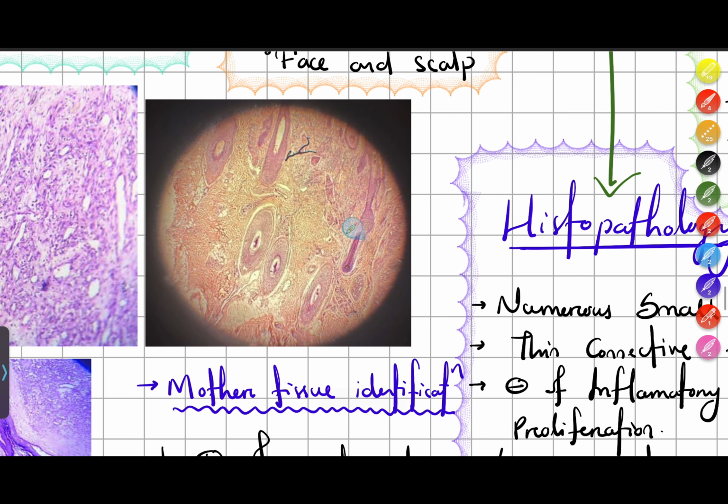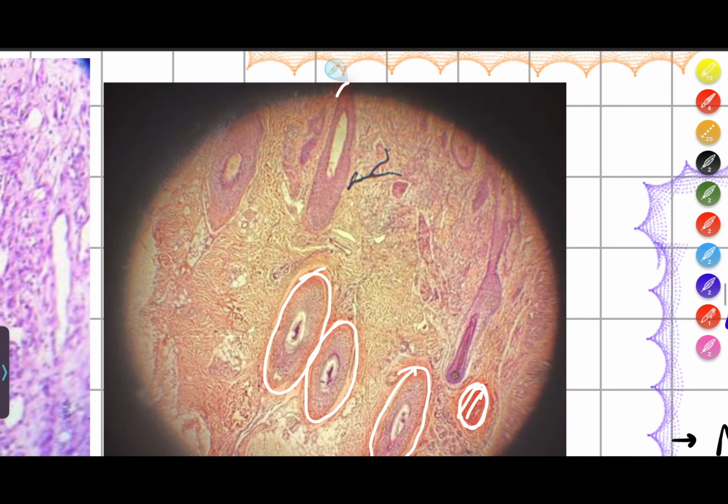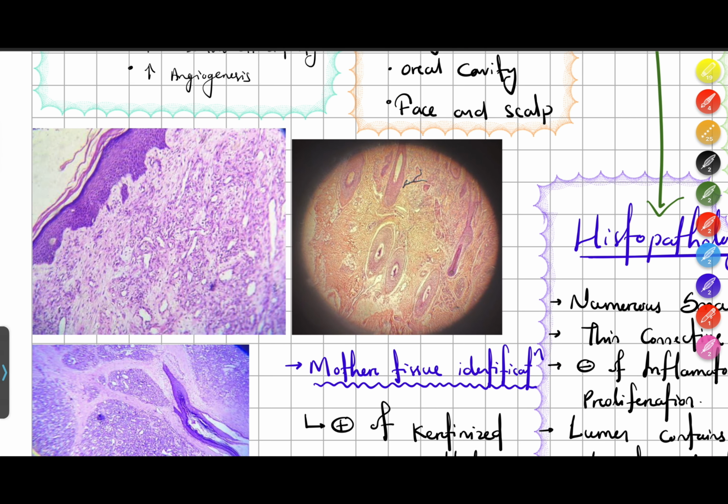and the dermal appendages. These are the dermal appendages. These are the hair follicles. And these are the sebaceous glands. These are the dermal appendages. This is a hair follicle and this is a sebaceous gland. So by finding these dermal appendages and keratinized squamous epithelium, you can say that the mother tissue is of skin.